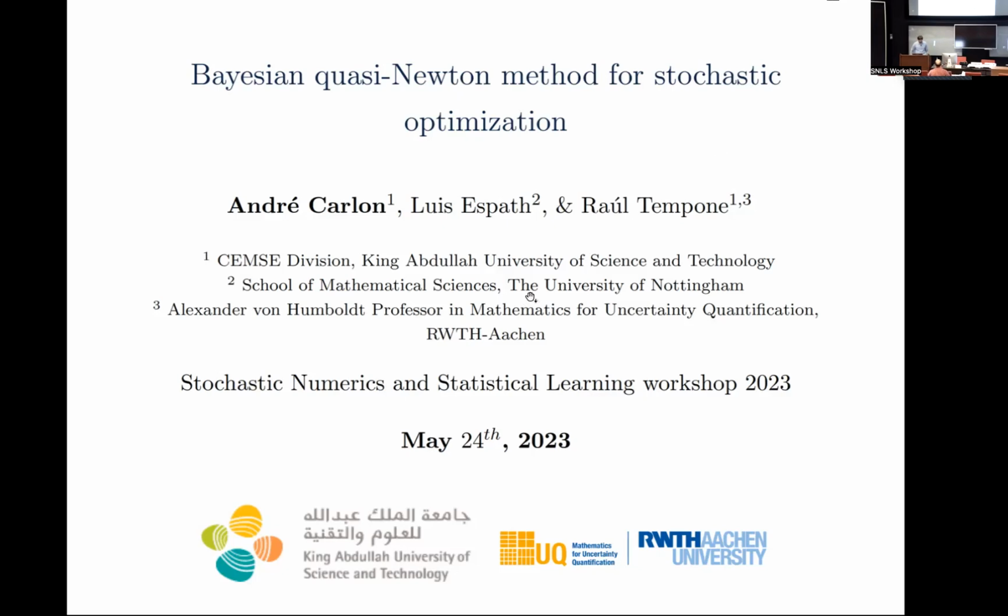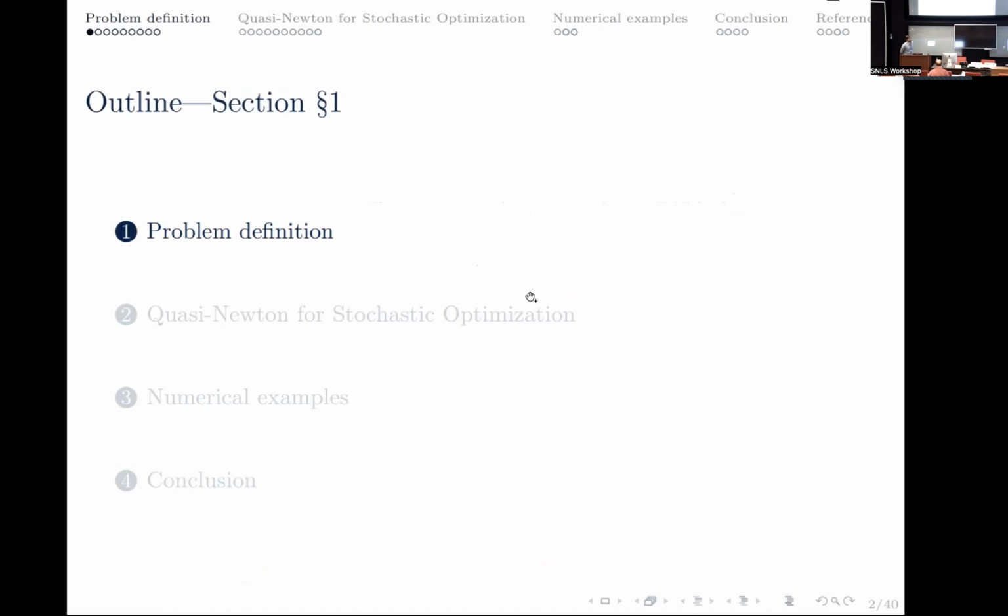So first, I'll talk about the problem that we are trying to solve here, try to motivate the development of this class of methods, quasi-Newton methods for stochastic optimization. Then we'll talk about the problems on devising such kind of methods and proceed with the methods itself. How did we formulate them? How do we solve the sub-problem that we have to solve to get our approximations? And finally, show some numerical examples.